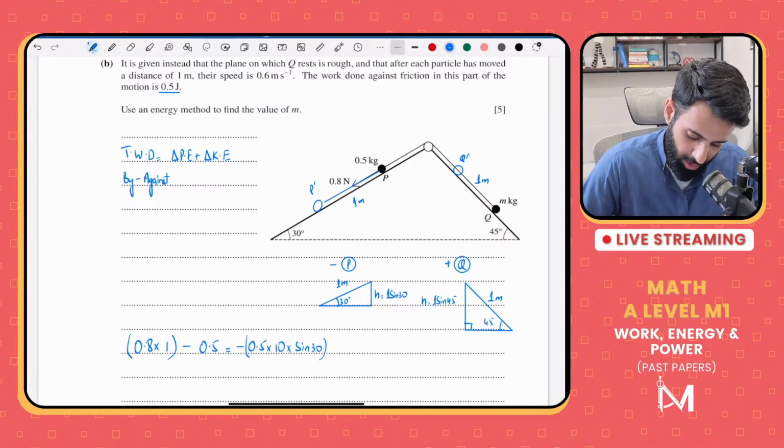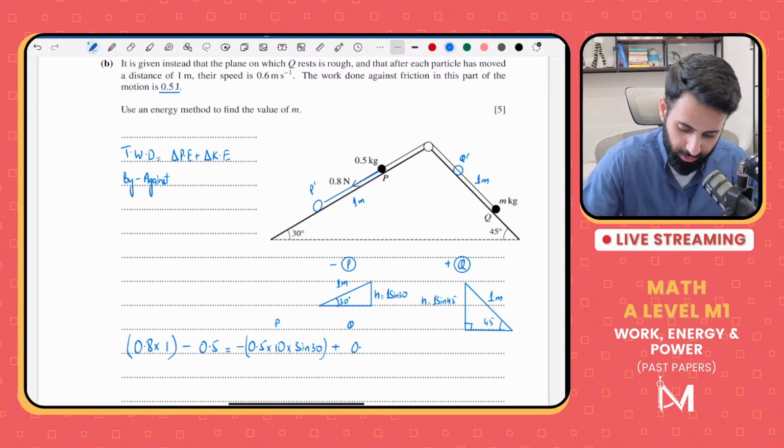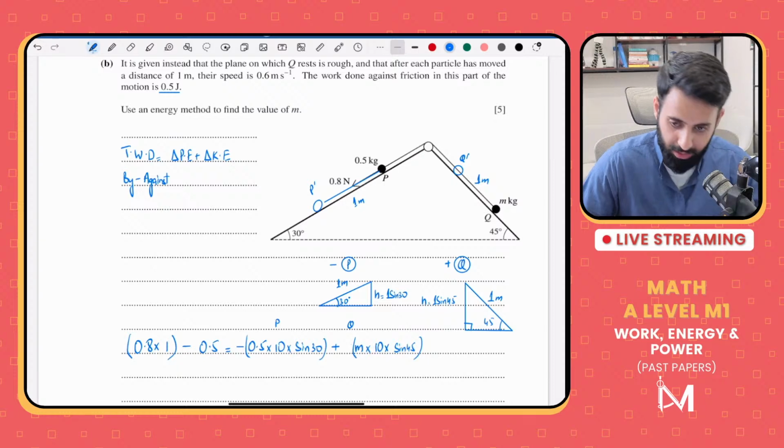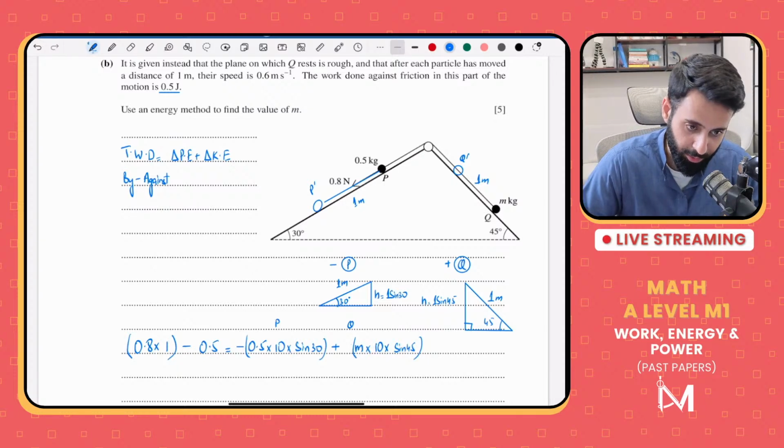Plus, what is the change in potential energy for Q? So this was for P. Now, what's the change in potential energy for Q? That would be, actually, that would be M. So M into 10 into sine 45, because that's the height that it gains. And this will be positive. Why? Because it gains potential energy as it's moving up.